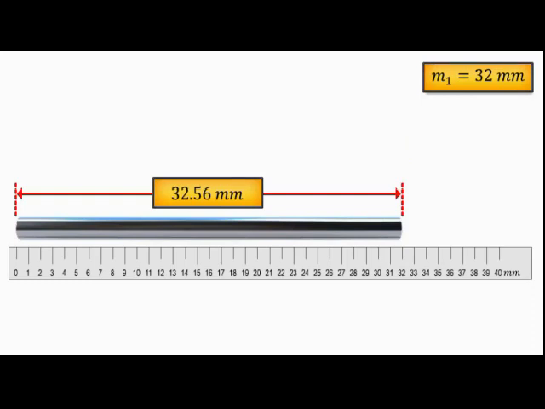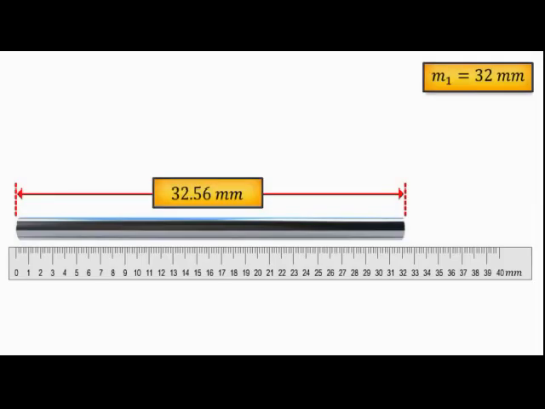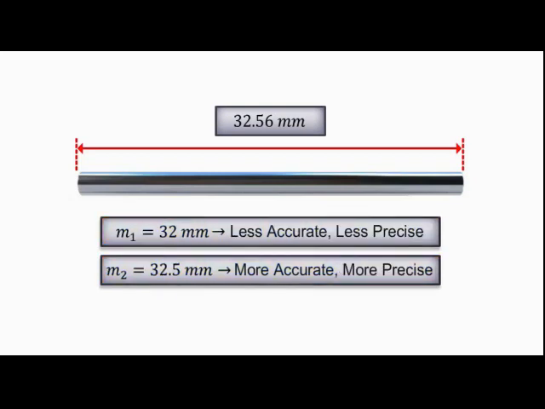Let us call this measurement M1. Using the second instrument with a resolution of 0.1 mm, we obtain the measured value as 32.5 mm. Let us call this M2. Here, M2 is more accurate as it is closer to the object's true value than M1. Also, M2 is more precise as the resolution of the instrument used is greater than that of the first one.